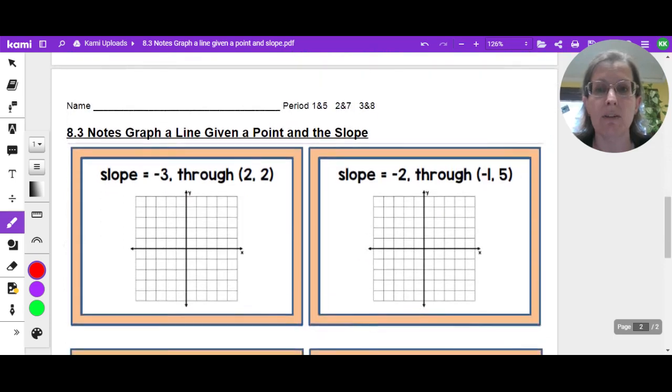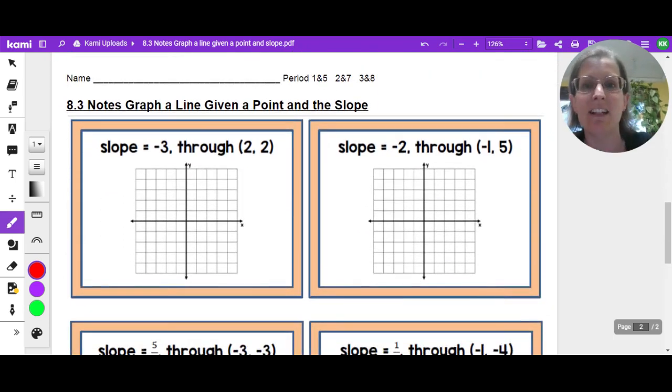And now we're going to talk about what it looks like if it's a negative slope. So this time our point is 2, 2, and our slope is -3. So that's -3 over 1. Sorry, I was going into rise over run. So our rise is -3. That means it's going to go down 3, and our run is 1. So this will go down 3 and over 1 every time.